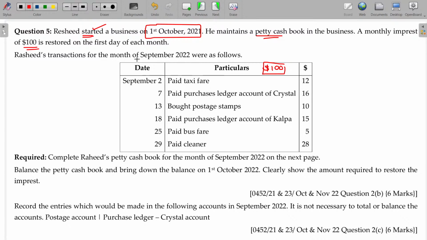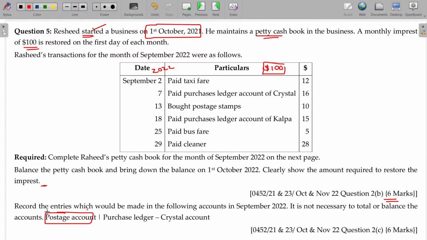Receipts and transactions for the month of September 2022 are as follows. Complete the receipts petty cash book for the month of September 2022. Not only that, balance the petty cash book and bring down the balance. Also clearly show the amount required to restore the imprest. This carries around 6 marks.